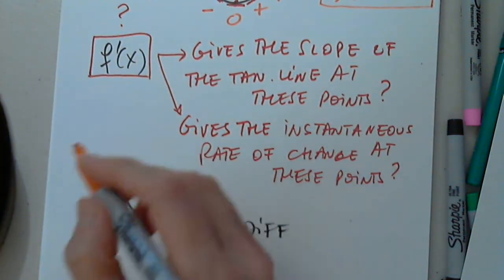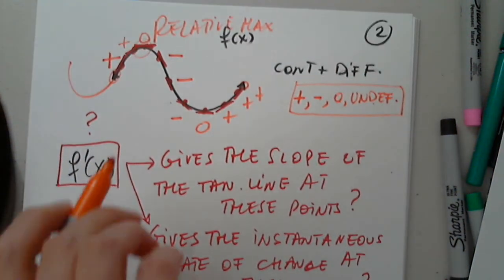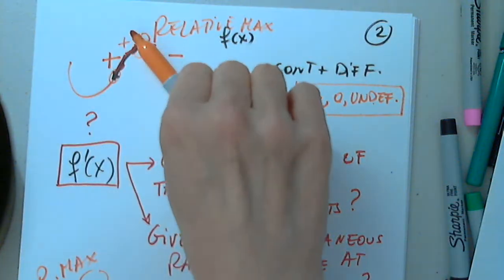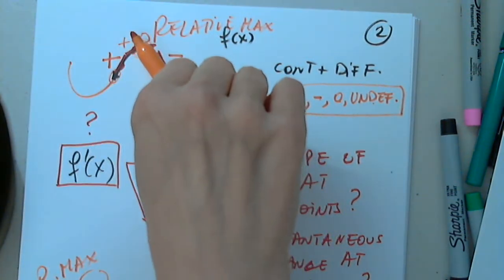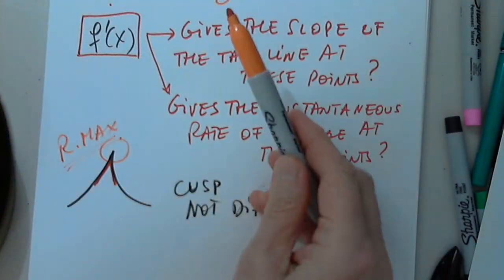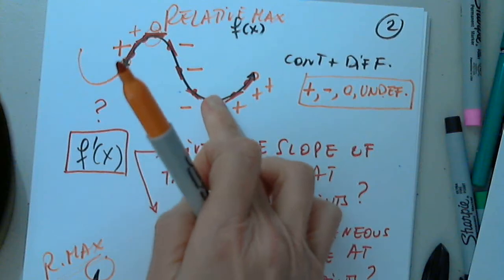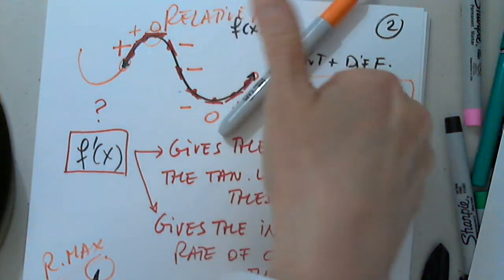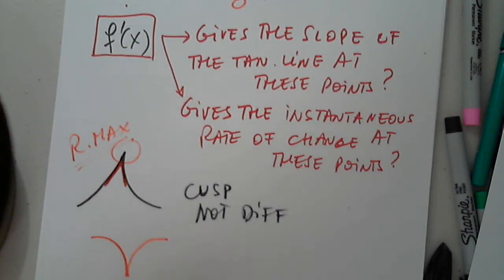So this will still be a relative max. So it's not only positive, zero, negative, but also positive, undefined, negative. That gives us a relative max. And yes, the same thing with the relative min. Negative derivative, undefined derivative, and positive derivative will still give us a relative min.